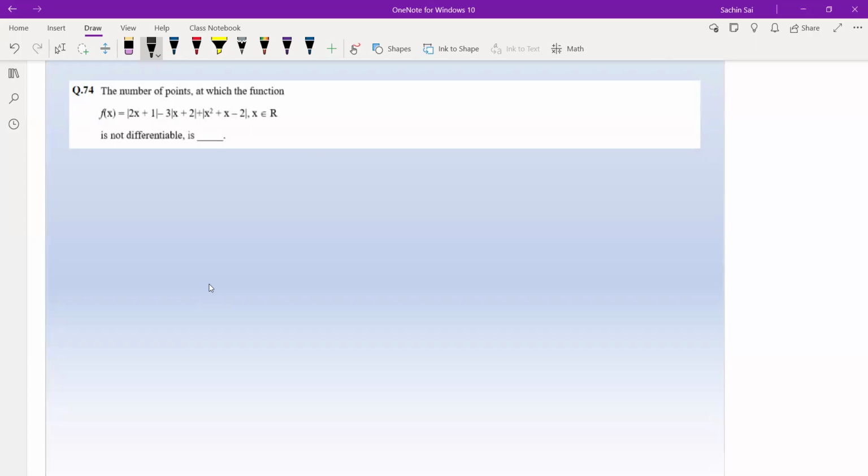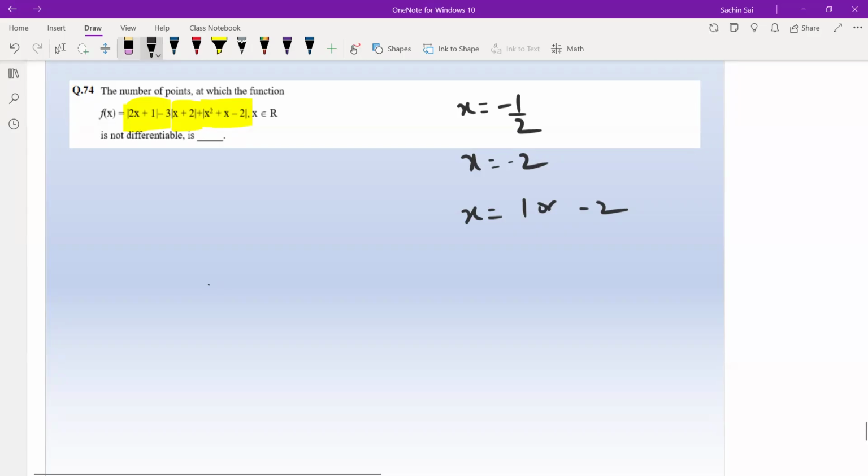So when does the definition of modulus of 2x plus 1 change? That happens at x equals minus 1 by 2. The definition of modulus of x plus 2 will change at x equals minus 2. And the modulus of x square plus x minus 2 will change its definition when x equals 1 or minus 2, right? The first modulus becomes 0 at minus 1 by 2. That is where it changes its definition. Second modulus becomes 0 when x is minus 2. The third modulus becomes 0 at two different points, but those are 1 and minus 2. So this means that you have to write down the definition of the function based on these values, right?